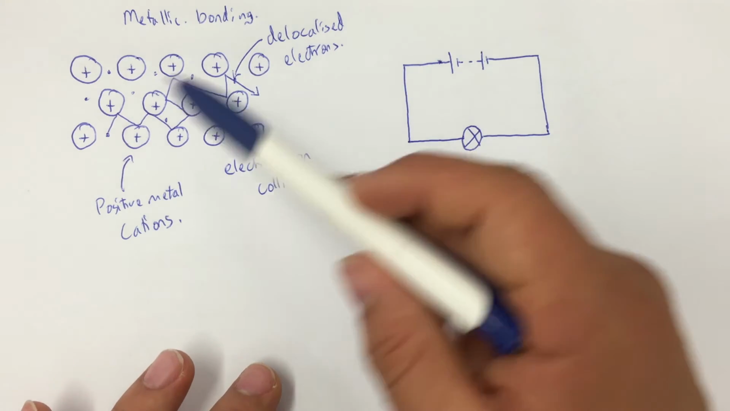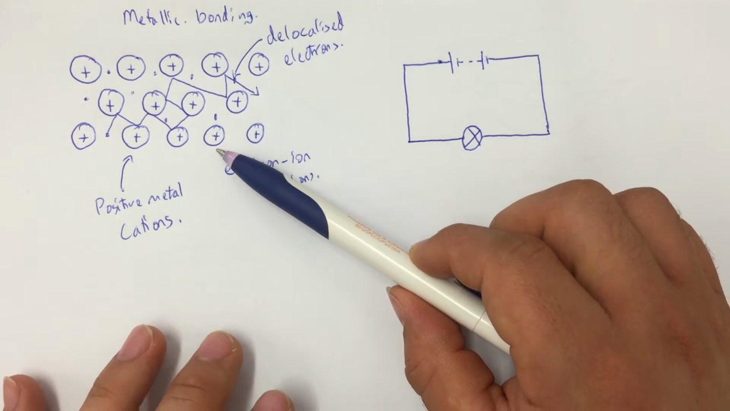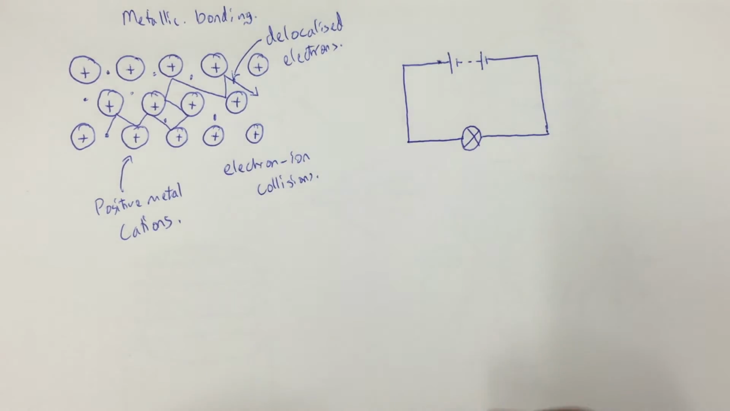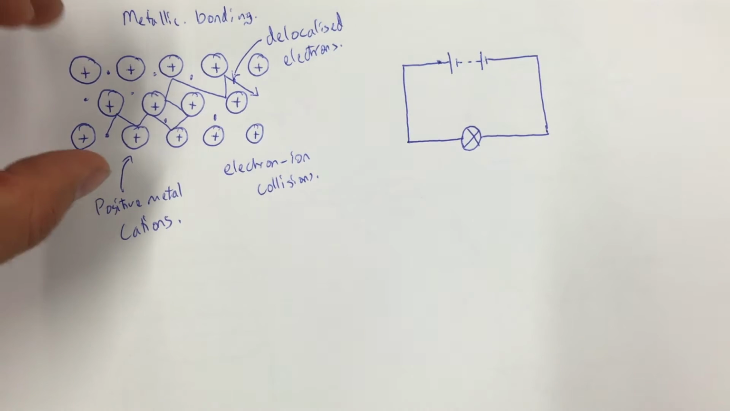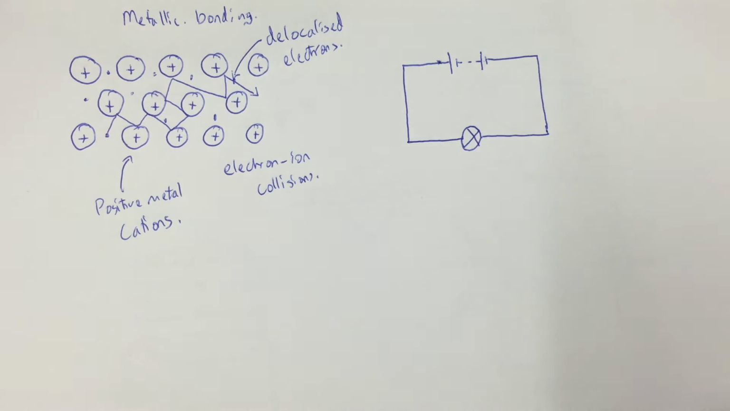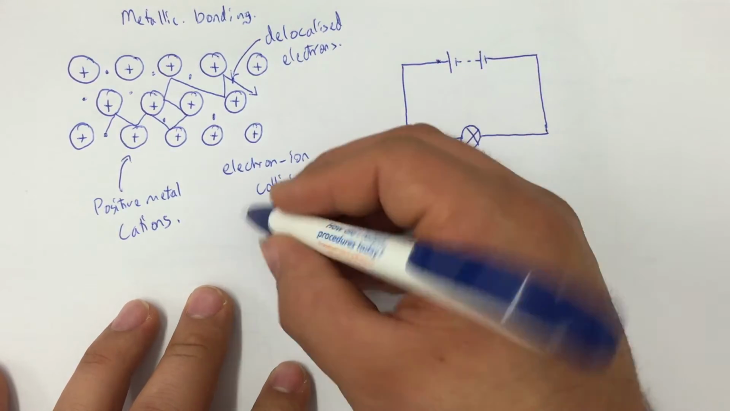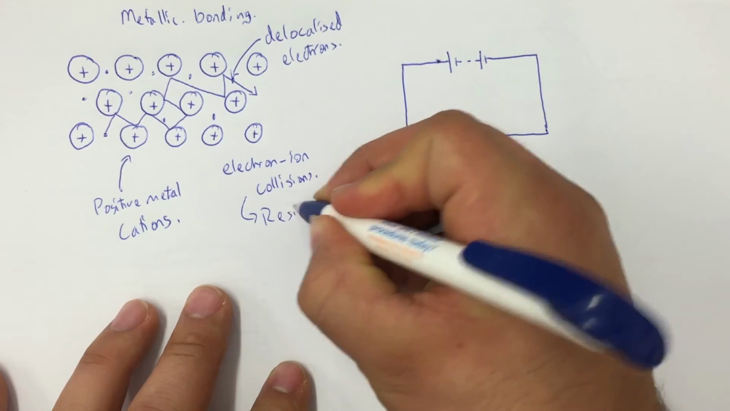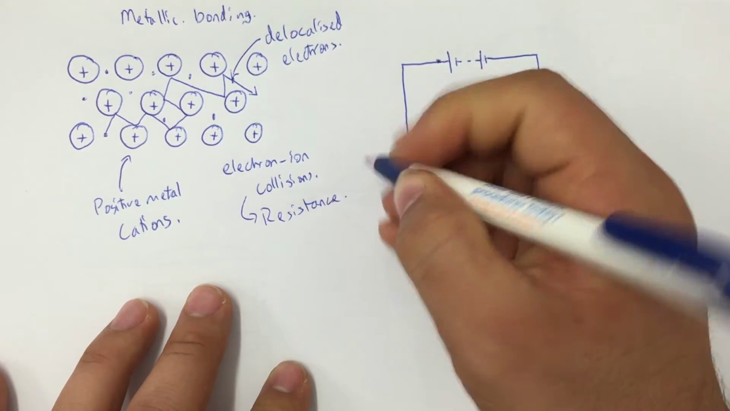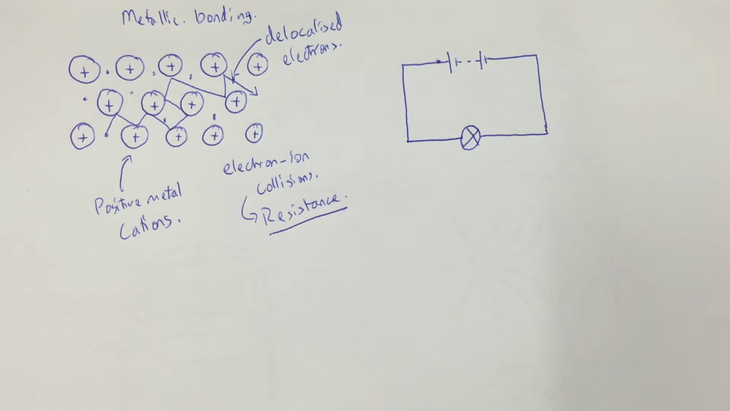So certain materials have a greater tendency to do this for whatever reason. Maybe they have more positive metal ions in a smaller space, so they're denser. Maybe the wire is thinner, and so the electrons and ions are all bunched together. They don't have much space to move around. But anything that affects electron-ion collisions is ultimately going to affect the resistance. And this is an idea that we will come back to at a later point, because resistance is an important concept in electricity. But what we're going to focus on is current.